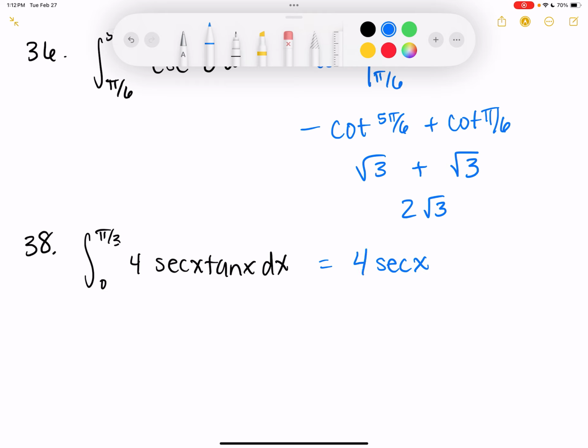4 secant of x from 0 to pi over 3, because there was a 4 out front. So again, I'm going to take the 4 and pull it out front, because I can. It's the secant of pi over 3 minus the secant of 0. So, what is the secant of pi over 3?